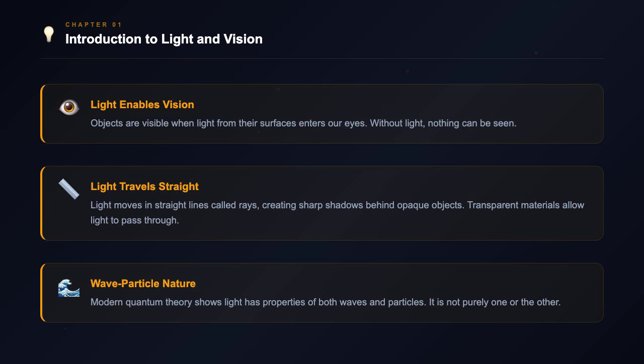A ray of light is its straight line path. Opaque objects block light, while transparent materials let it pass through. People have long debated what light is. Theories include the wave theory and the particle theory. Modern quantum theory combines these ideas, showing light has properties of both waves and particles, but is neither.